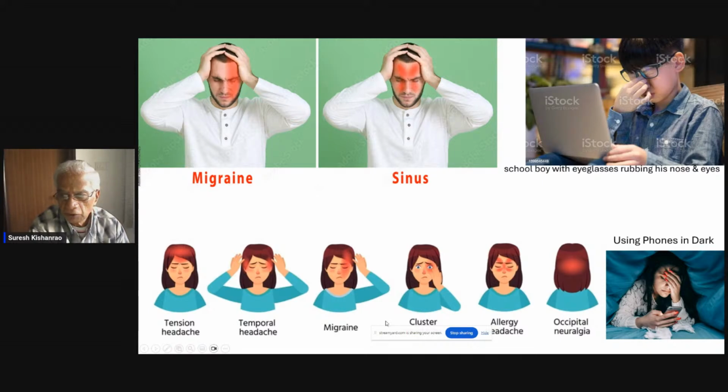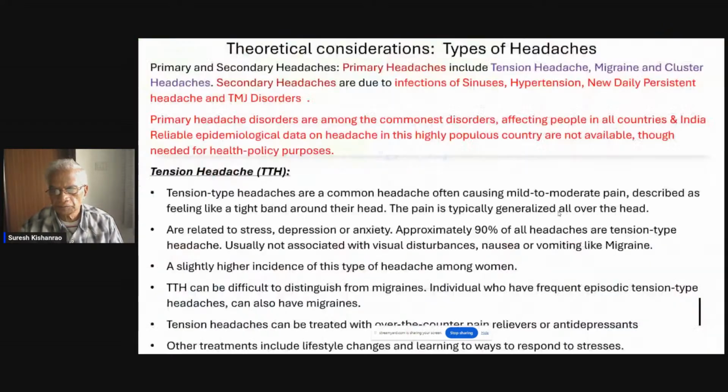The different locations of the headaches are shown here. Tension headache is usually central at the front. Temporal headaches, migraine is one-sided. Cluster headache is usually around an eye. Allergic headache is around the upside of the nose, both sides, and occipital headache. If you use phones in the dark, you are more likely to get occipital headache.